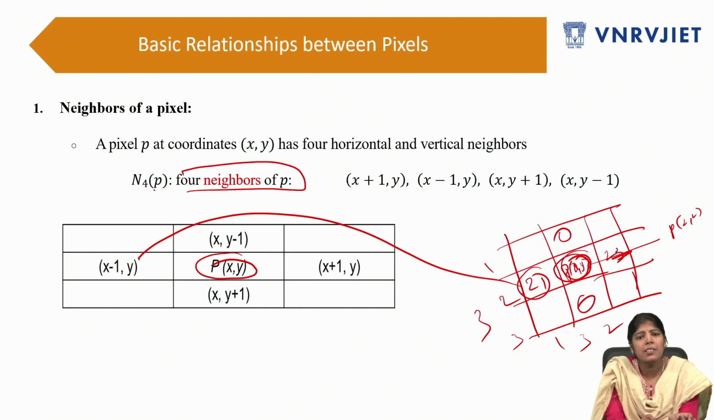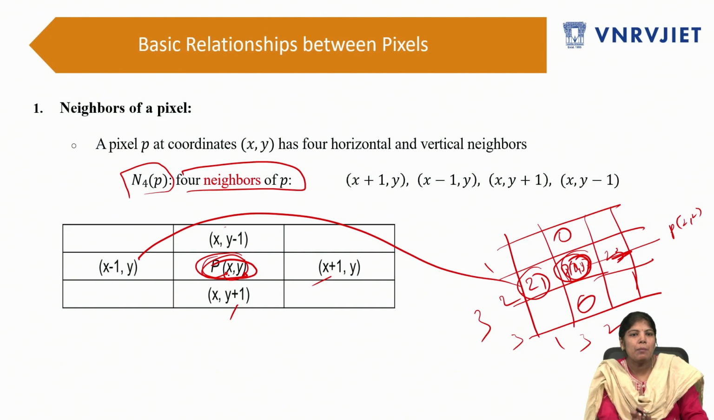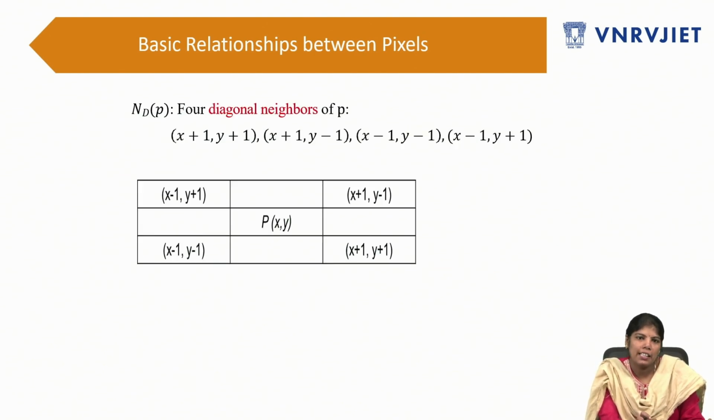Generally the representation of the 4 neighbors of the pixel is N subscript 4 of P, where P is the central pixel. So these are the 4 neighbors of this pixel. And next one is the diagonal neighbors of the pixel. This pixel has the 4 adjacent neighbors, as well as the diagonal neighbors. So these are the diagonal neighbors of the pixel.